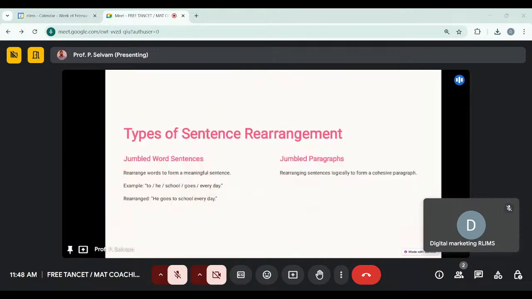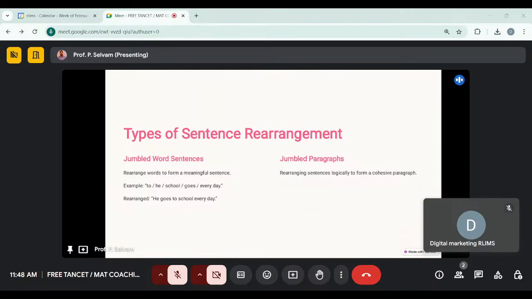Now, types of sentence rearrangement. We have jumbled words or jumbled paragraphs. For you, you will have jumbled paragraphs.